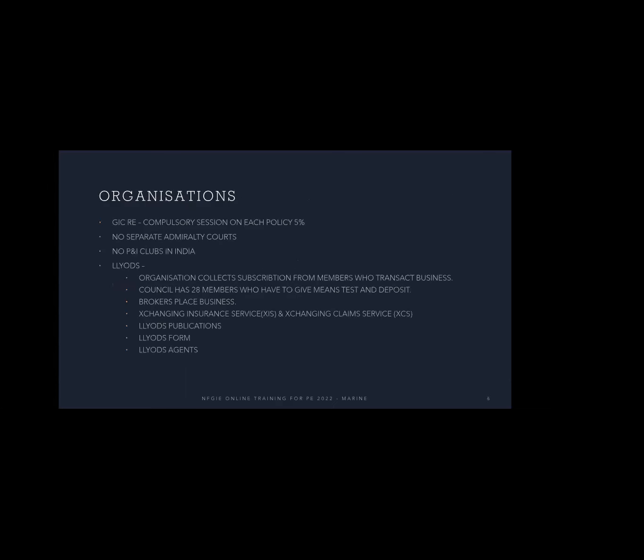There are some organizations associated with marine cargo insurance. The number one organization is GIC Re. GIC Re takes a compulsory cession of 5% on each and every policy. Other than that, GIC Re is also managing the marine hull pool. There are no separate admiralty courts in India, and there are no P&I clubs in India. That you have to take note of.